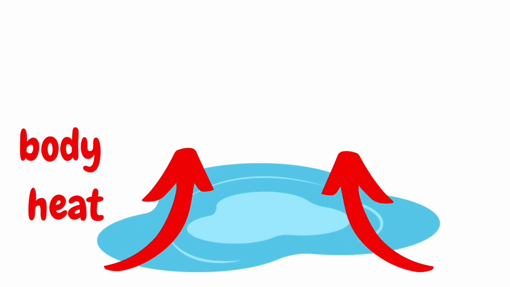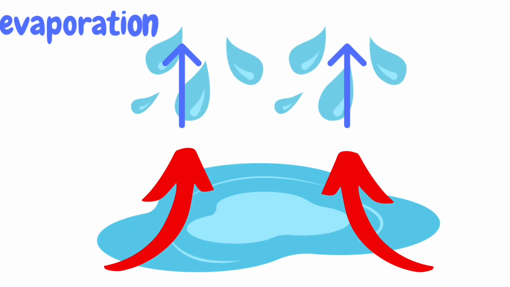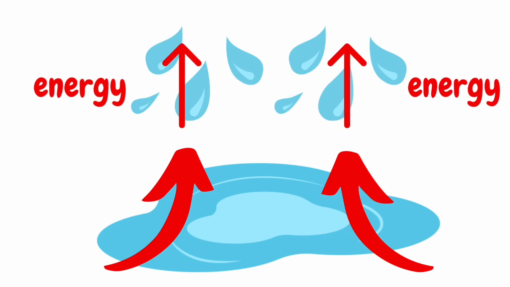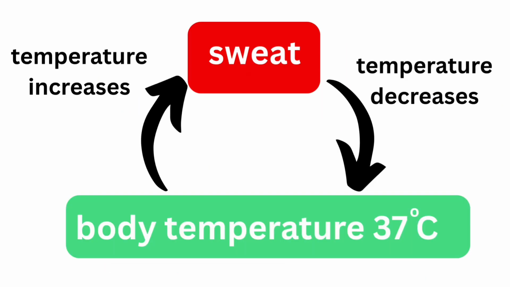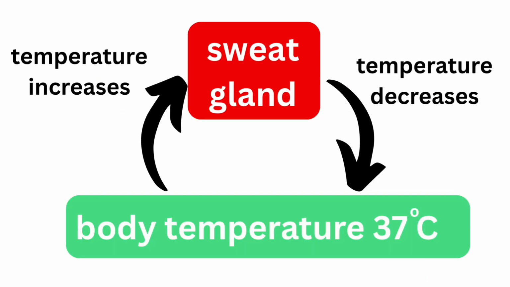When we sweat, our sweat glands release water onto our skin. This water is heated using heat from our body, and this heat causes the water to evaporate, and as the sweat evaporates, it takes the heat energy with it away from our body. So when we sweat, our body temperature decreases. So now you've got another example of a negative feedback loop.